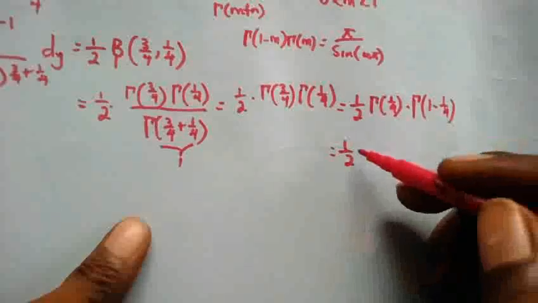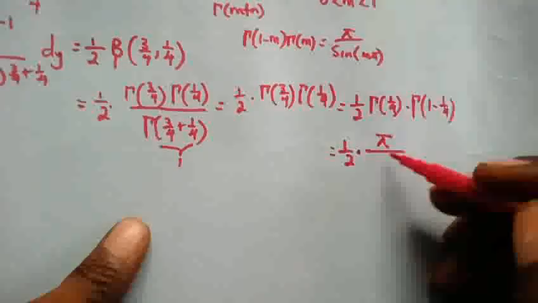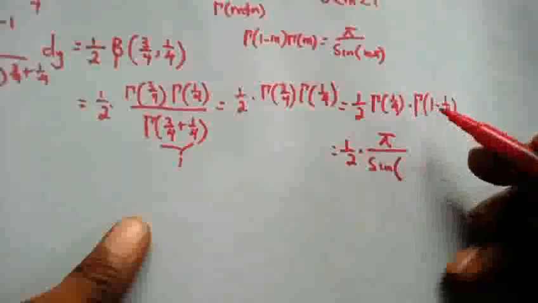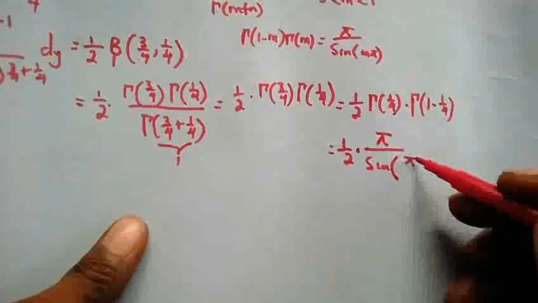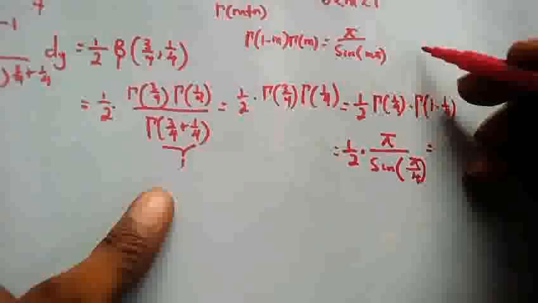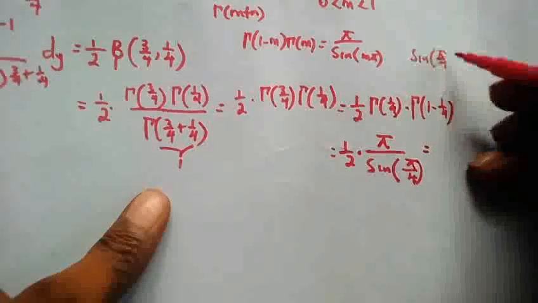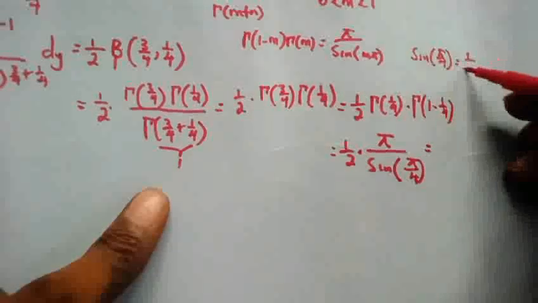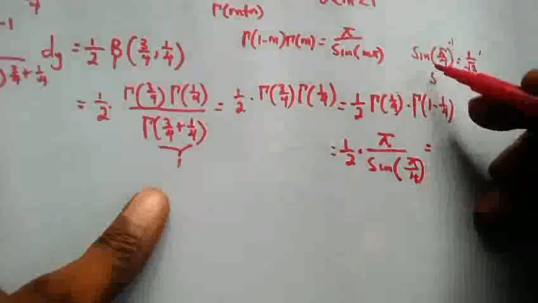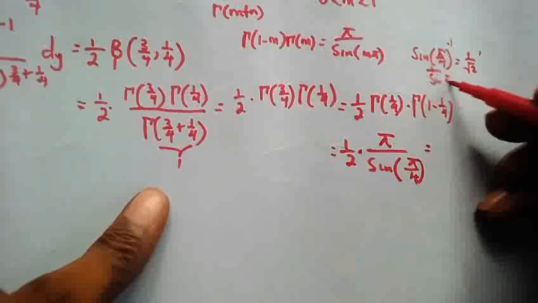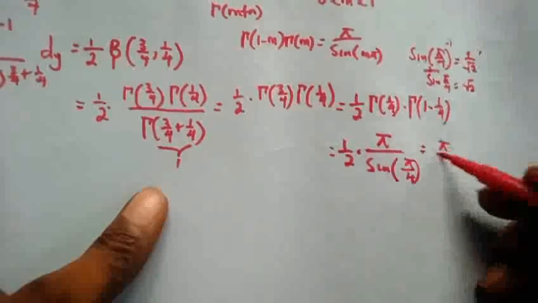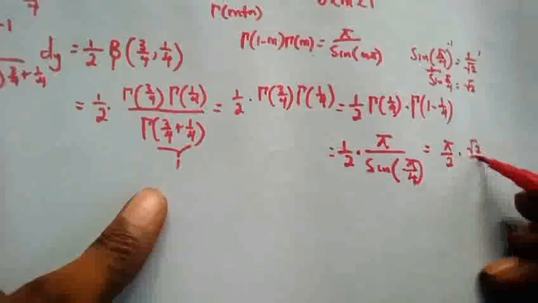We all know that this is what? Times pi all over sine. So if you compare this with this, our m here is what? 1 all over 4. So we have actually pi all over 4 here. And this is equal to, remember, the sine of pi all over 4 is equal to 1 all over root 2. So if we take the inverse, we get 1 all over sine of pi over 4 is equal to root 2. Okay, so we have here pi all over 2 times root 2 all over 1.